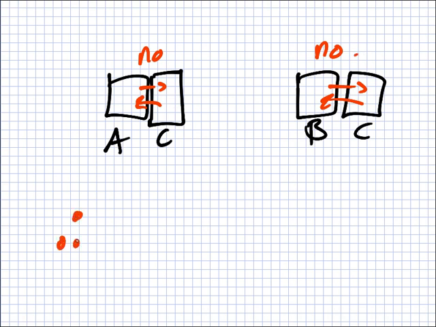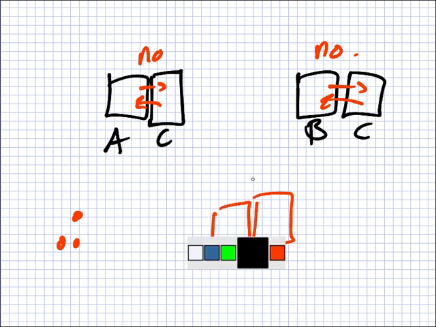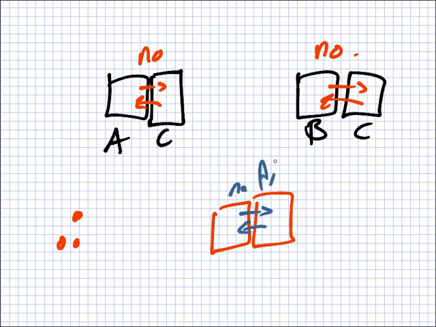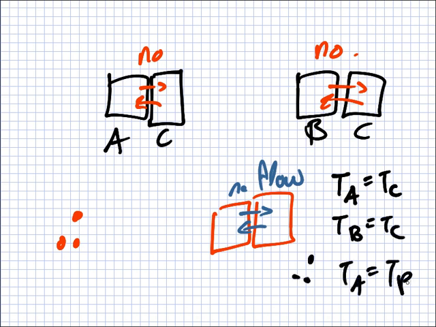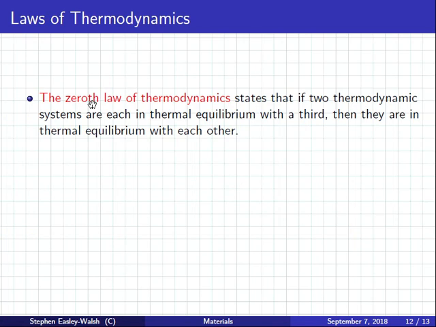Therefore, if I put A and B together, will I get flow or no flow? No, no flow. It's like saying, if the temperature of A equals the temperature of C, and the temperature of B equals the temperature of C, therefore, temperature of A is the same as temperature of B. I think we can agree that's a very basic rule. This is why we call it the zeroth law. Okay, so I'll let you write this one down.